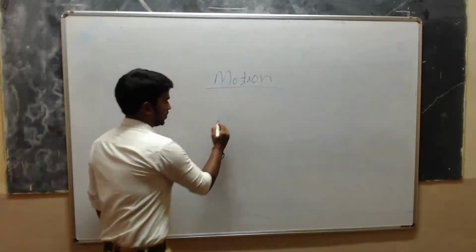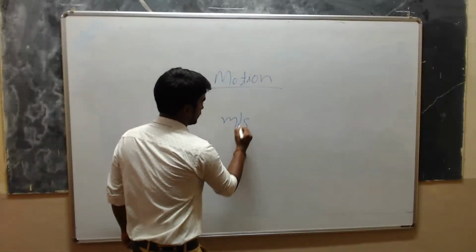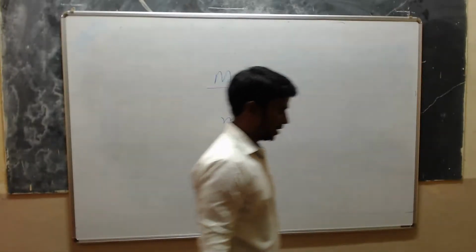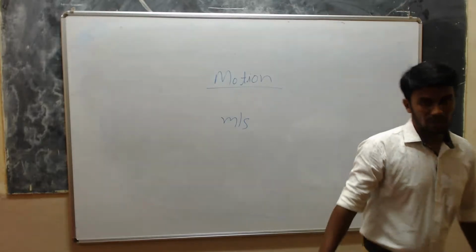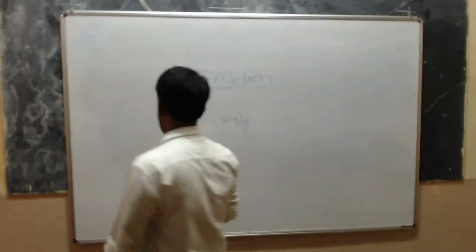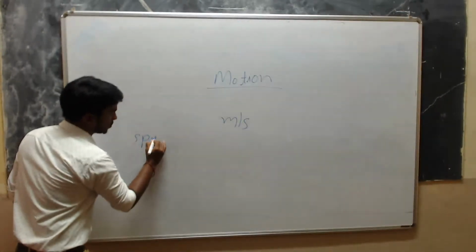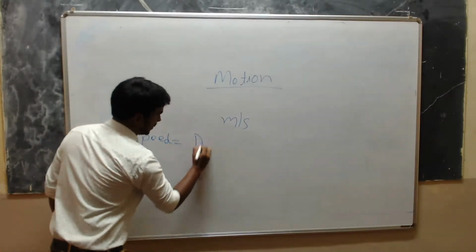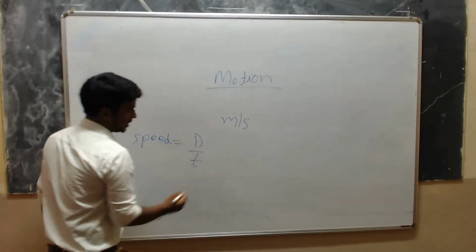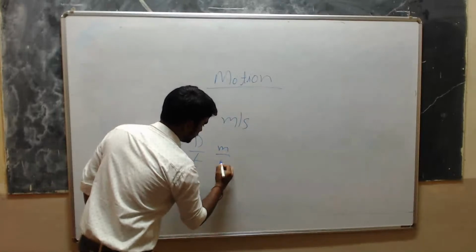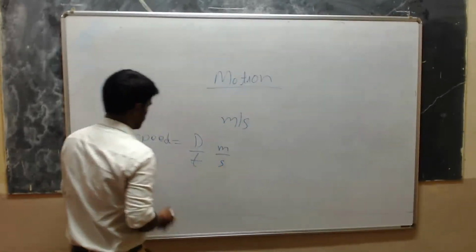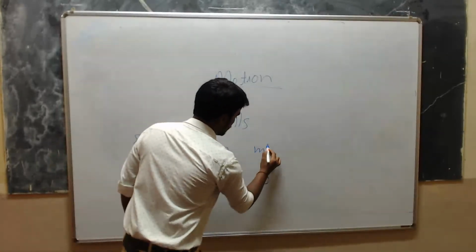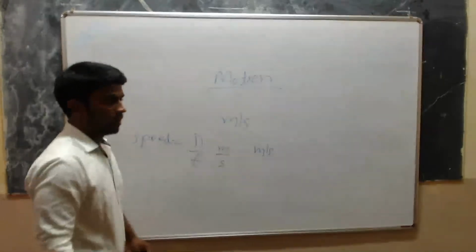That is meter per second. We use this meter per second to measure average speed and velocity because we know the formula for speed. Speed is equal to distance by time. We measure distance in meters and we measure time in seconds. So that's why the SI unit of speed is meter per second.